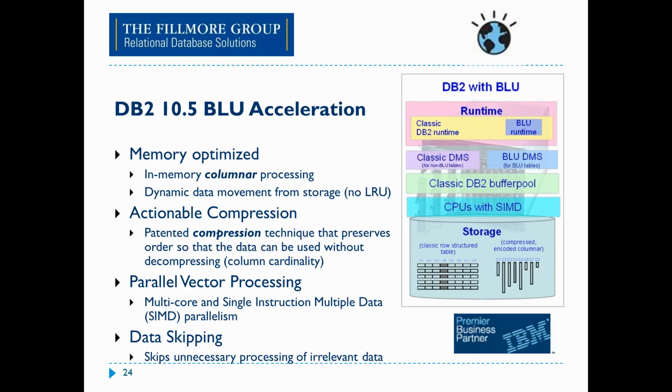This is a function of the hardware. This is supported by Intel and some other vendors. So this is something that BLU Acceleration exploits. It's not something that BLU Acceleration does natively or automatically. And then finally, data skipping allows me to skip unnecessary processing of irrelevant data.